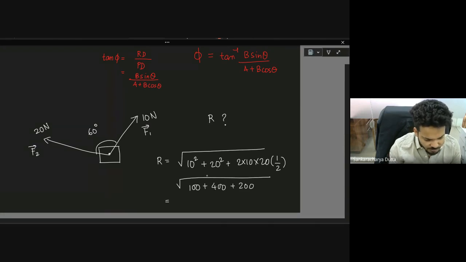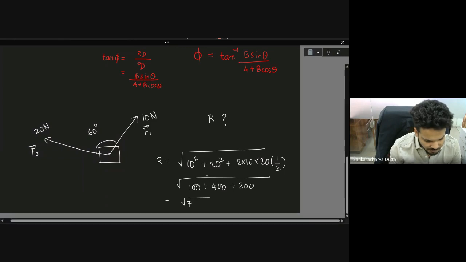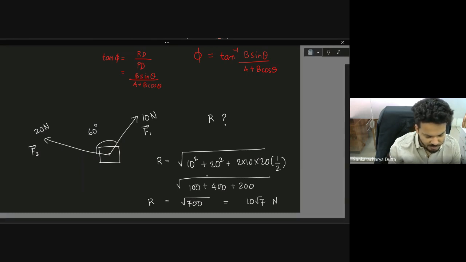So your answer will be 700. That is correct. Root 700 is your resultant. That comes out to be 10 root 7 newtons. Don't forget the unit. Your resultant magnitude is 10 root 7. However, how much is the angle?